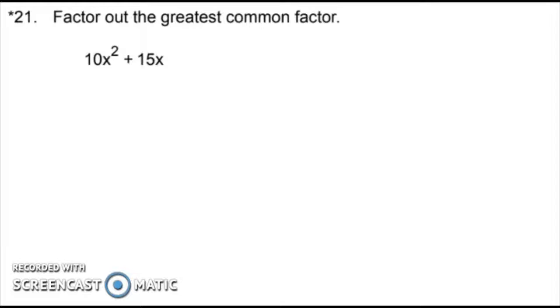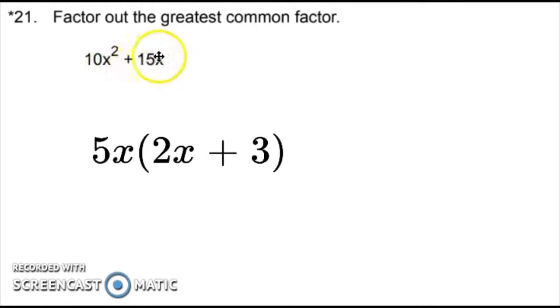So I can divide out a 5 and an x from both of these as my largest common factor. So dividing 10x squared by 5x, I have 2x. Dividing 15x by 5x, I have 3. So my answer for 21 will be 5x times (2x + 3).